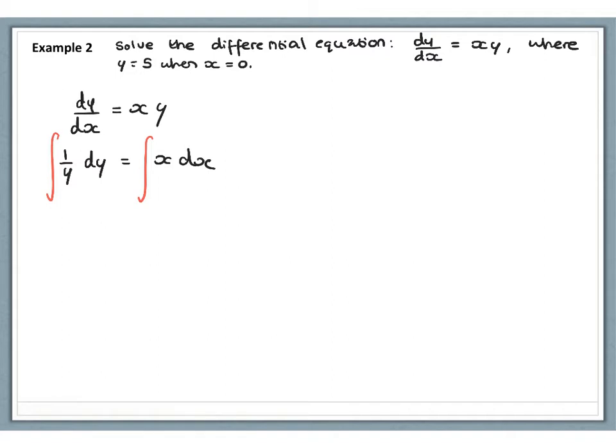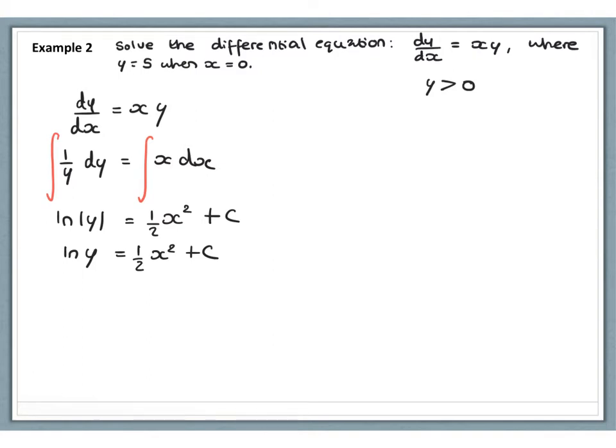Let's integrate the left-hand side here. That gives me ln of mod y equals a half x squared, and I'm going to put the constant on the right-hand side here. Now, if we're given some further information, we may not necessarily need to include the modulus sign. For instance, if I'm told in the question that y is greater than 0, that allows us to lose the modulus sign, so I can simplify to ln y equals a half x squared plus c. If we're not given that information, we need to leave that in place.